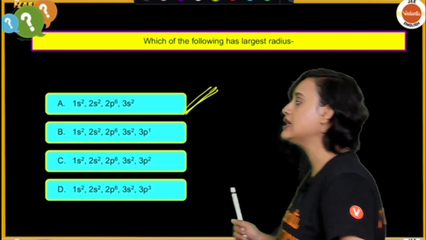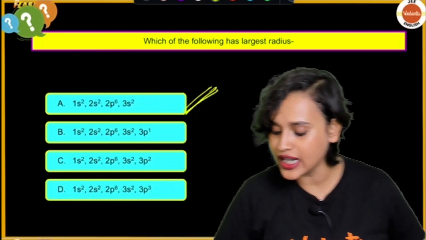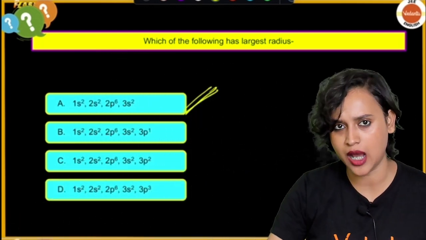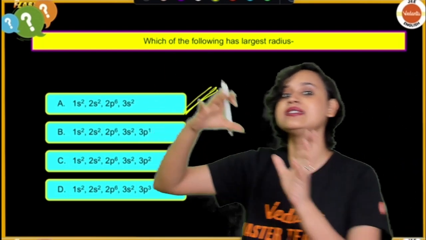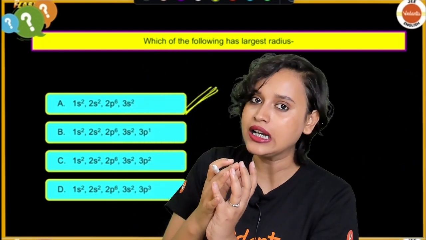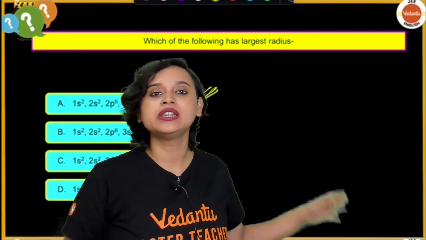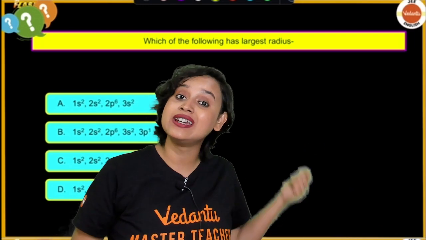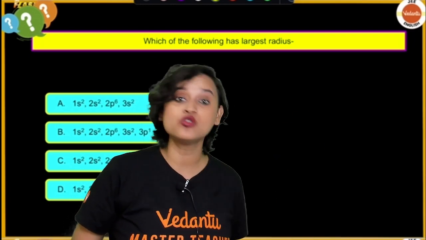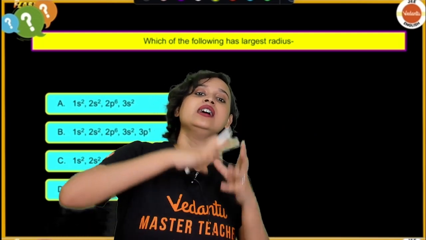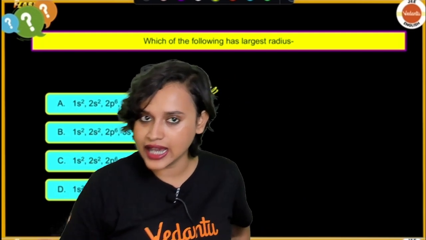Why? Because right here, as we go from 3s2, 3p1, 3p2, 3p3, Z effective, the effective nuclear charge, will keep increasing, and hence the atomic radii will decrease. However, for 3s2, that is option A, it will be the largest. Z effective is less here. Why? Because the number of protons is less. That means the protons will not be able to hold the electrons. Got it? Clear? Okay.